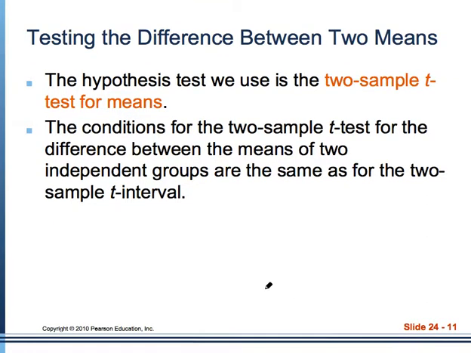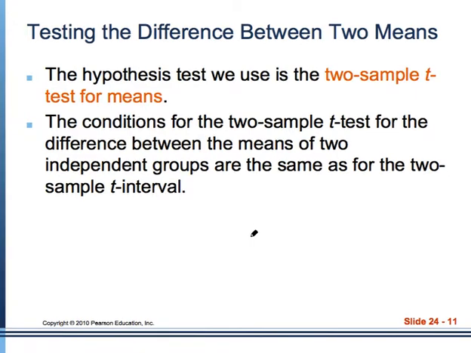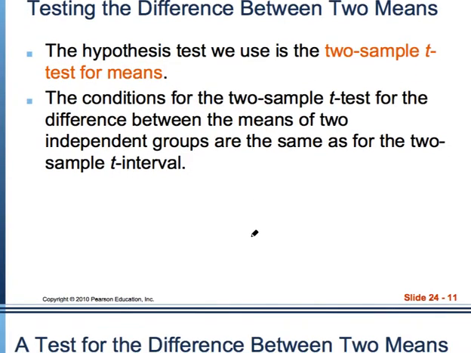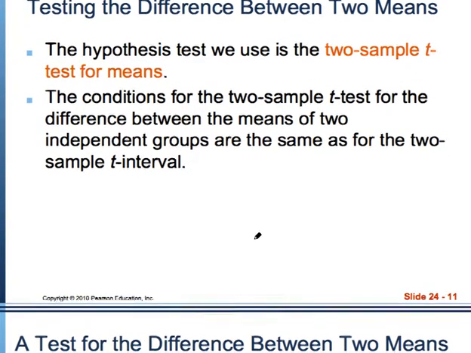All right, so when we're testing the difference between the two means, it's the 2-sample t-test for means. The conditions for the 2-sample t-test are the same as for the 2-sample t-interval.